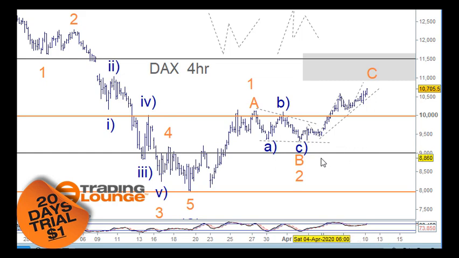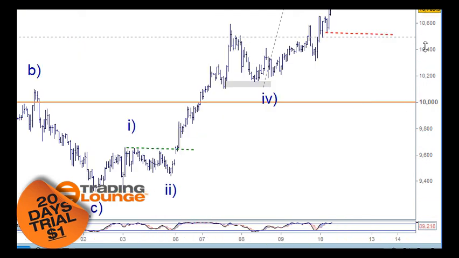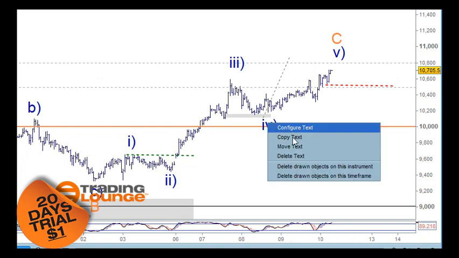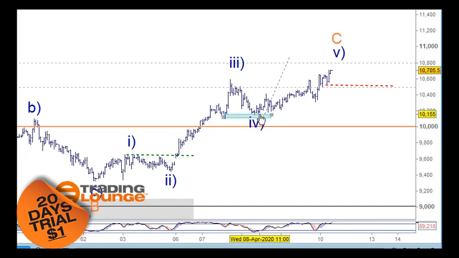But our job was to look at this as an ABC here, have 1, 2, 3, 4, 5, and so on. So on this structure here, from the wave B low, wave 1 and 2 here, 3 here, 4 here, and then looking up for wave 5 here. So we could bring that back into here and look at this as 1 and 2 in here, and all the way for 3, 4, and 5 here. This still has further to go to the upside by the looks of it.